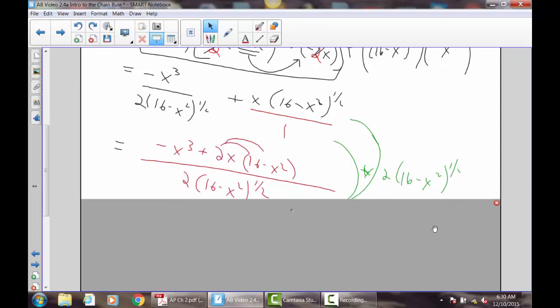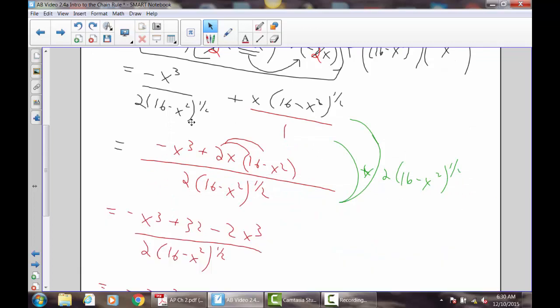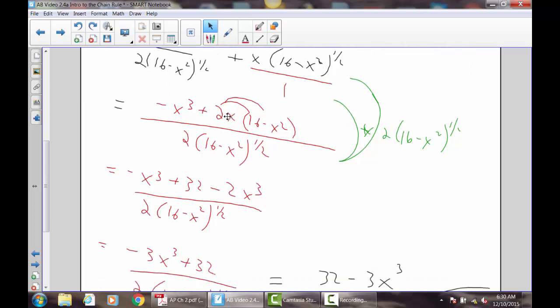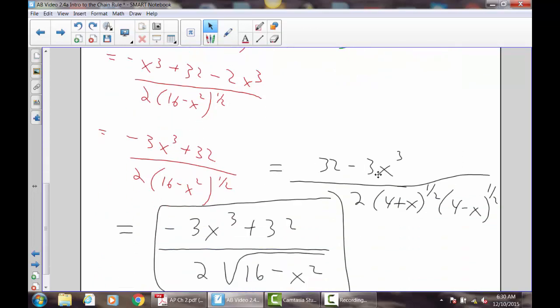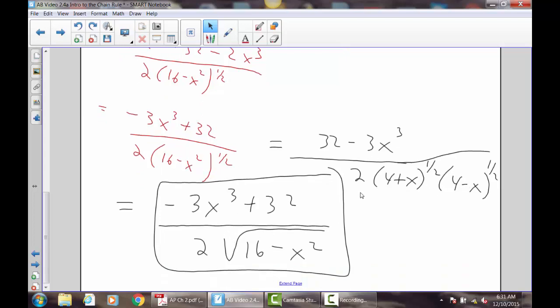Now what I did here, and there's many different ways to proceed, is I found a common denominator, so times 1 times 1 times 2 times 16 minus x squared to the half. So there's the 2, there's the x from here, and of course 16 minus x squared to the half times 16 minus x squared to the half is 16 minus x squared. You will then distribute, simplify, try to factor. It doesn't factor. The denominator factors a little further. It is 16 minus x squared, but that's not really necessary.